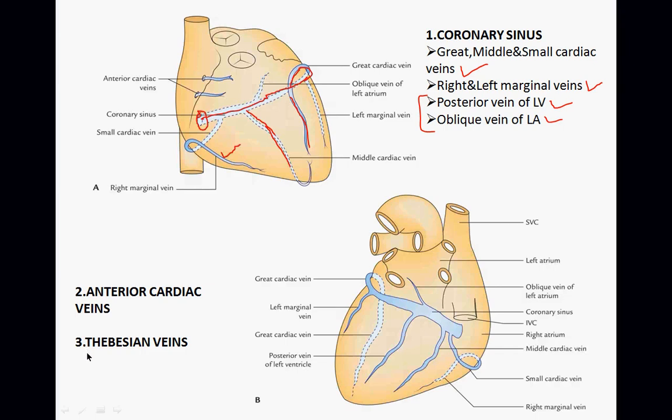Coming to Thebesian veins, also known as venae cordis minimae. These are very minute, tiny veins. They are present all over in all the chambers, and they drain their blood into the respective chambers. Among the chambers, the right atrium has the highest number of Thebesian veins. So this is about the venous drainage. I hope it's clear. If you just go through it once again, it will be very easy for you to grasp it.